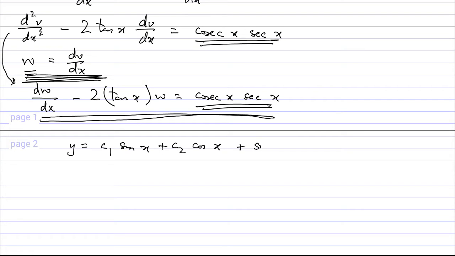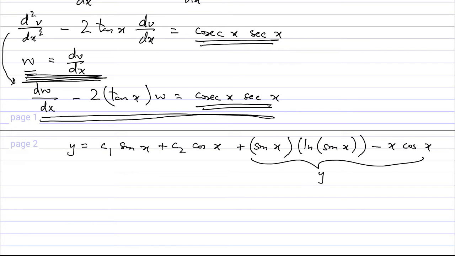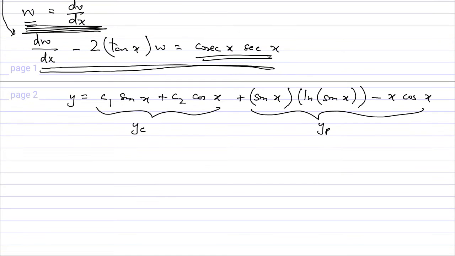once you have done the integration, which is not that trivial, which is why I am not doing it, ln sin x minus x cosine x. But you should be able to do the integral. So this is the particular integral, and this is of course the complementary function. That's your whole y.